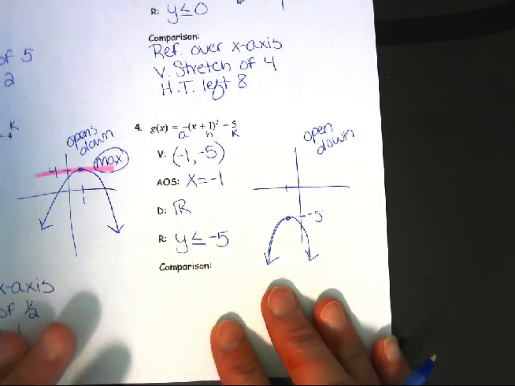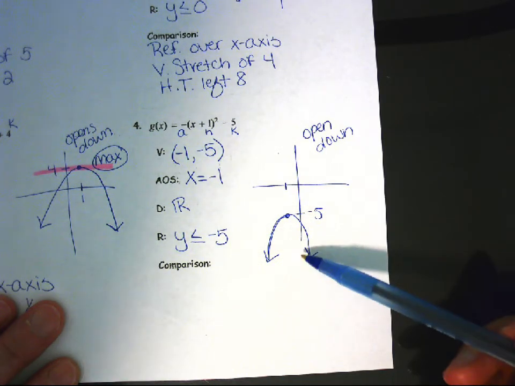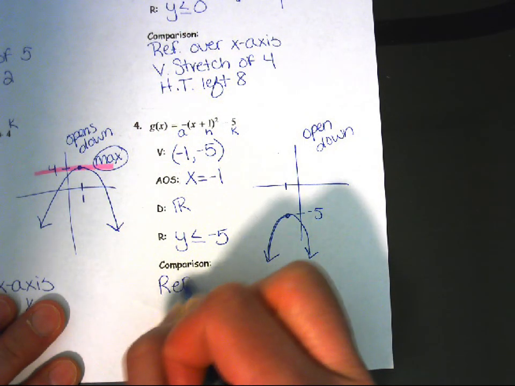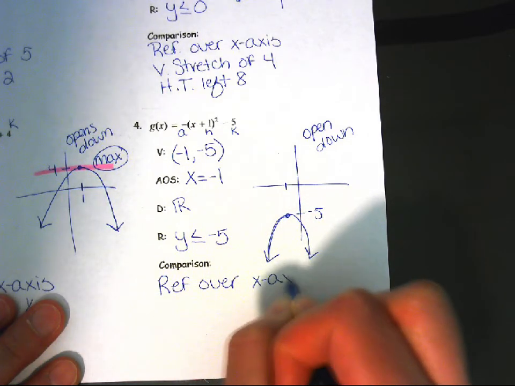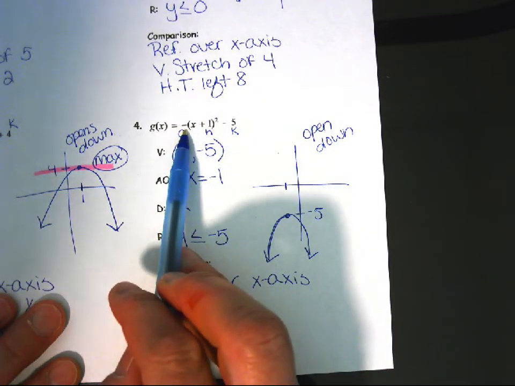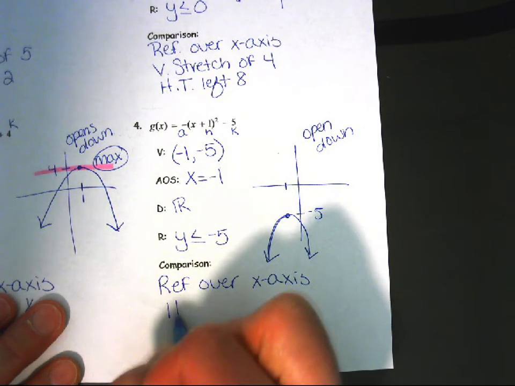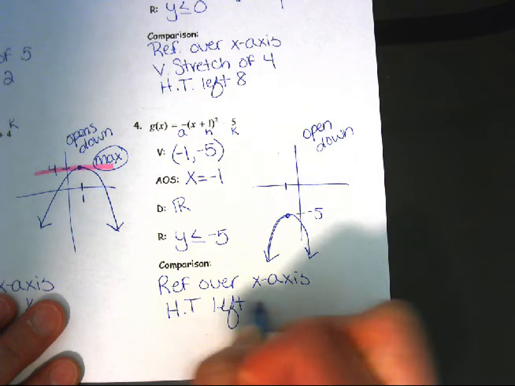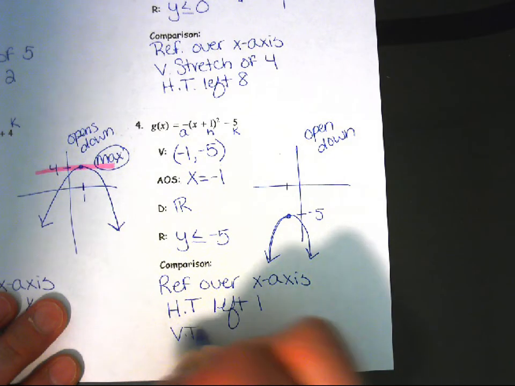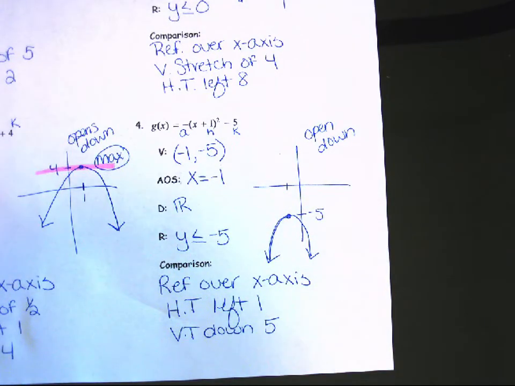And so now we just have to quickly do our comparison. In a way, we've already done the comparison as we were speaking and going through the vertex. We just have to fill it in. So we have a reflection over the x-axis. That's the negative because it makes it go down. We don't have a vertical stretch or shrink, so we don't have to fill that one in. But notice we moved left 1, so we say horizontally left 1. And then notice the -5, so we went vertically down 5. And so that wraps up vertex form.